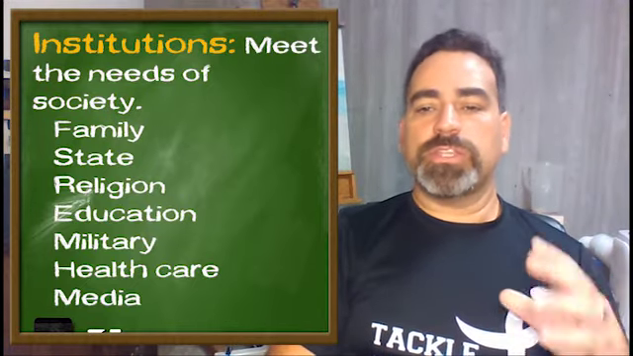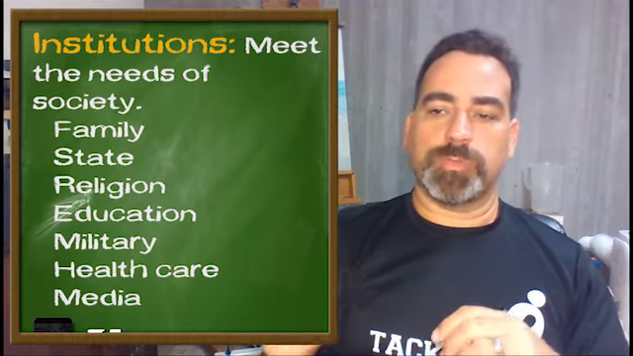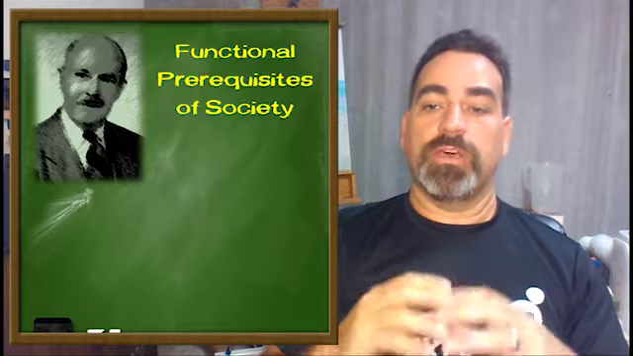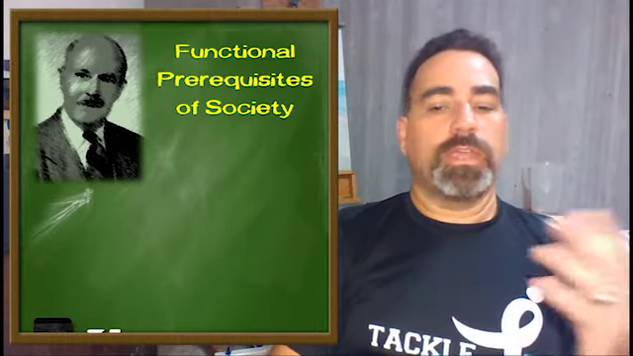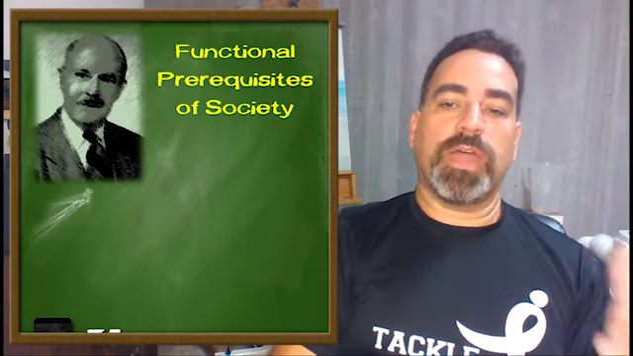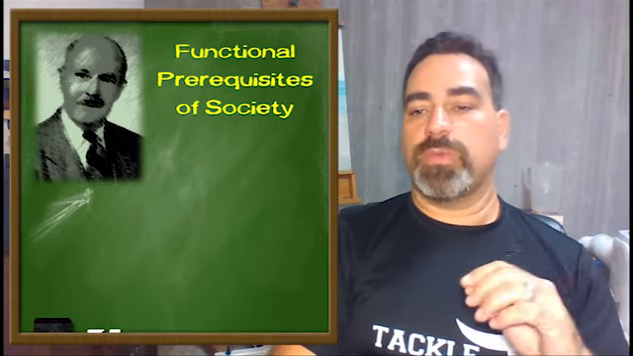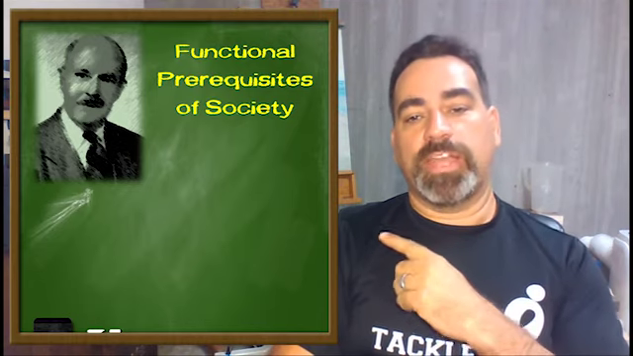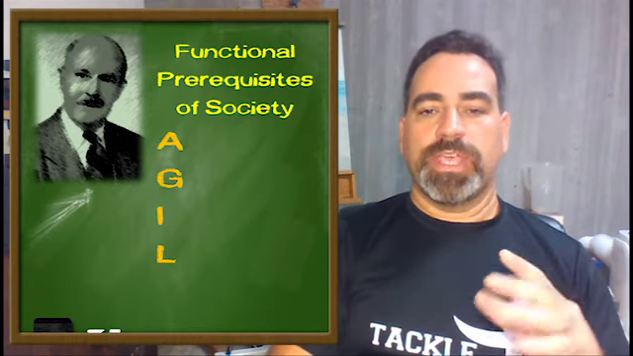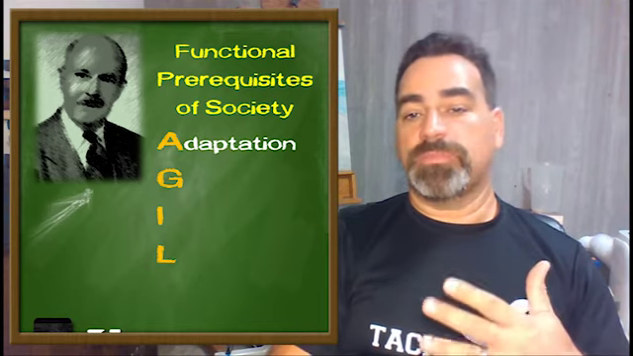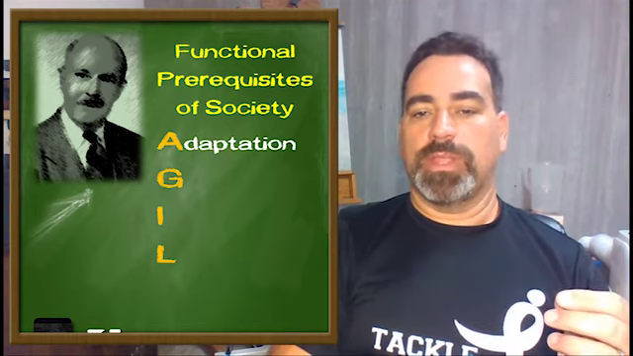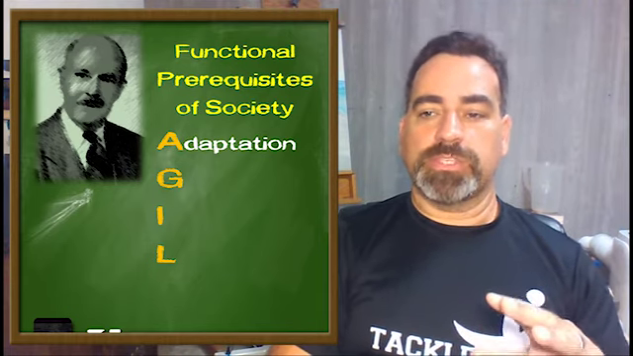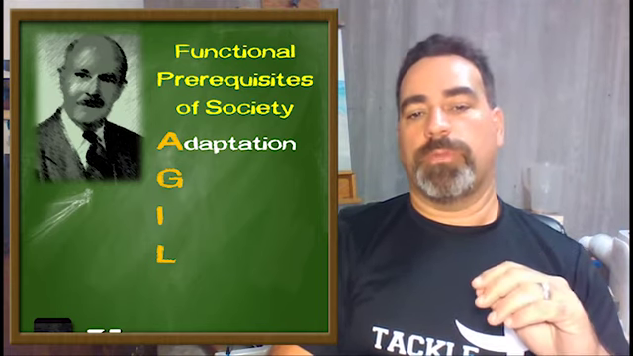For the most part, institutions are the social structures primarily responsible for satisfying what sociologist Talcott Parsons refers to as functional prerequisites of society. In other words, in order for societies to thrive, according to Parsons, they must find ways to fulfill four functions, represented by the acronym AGILE. First is adaptation. Societies must find ways to adapt to the physical environment. This is done by acquiring, developing, and distributing resources. The economic system is largely responsible for this requirement.